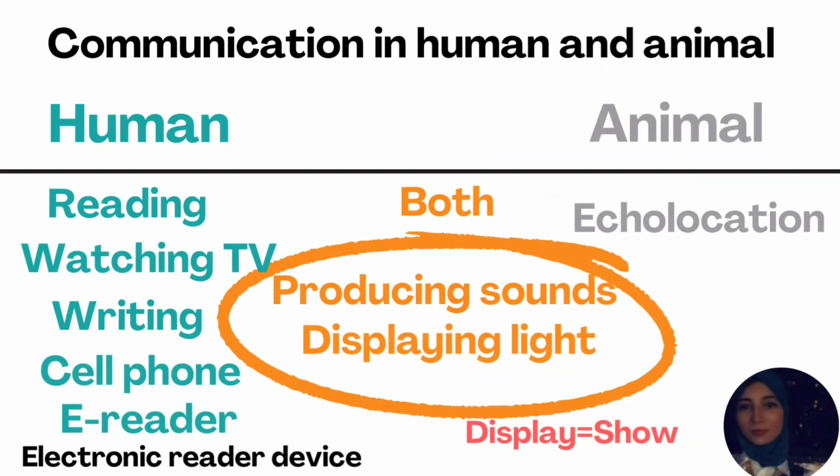So if we talk about communication in humans and animals, we have types of communication in humans only, like reading, watching TV, writing, cell phones, and the e-reader, which is the electronic reader device, and the communication for animals only, echolocation.